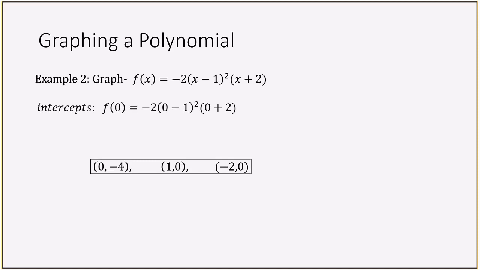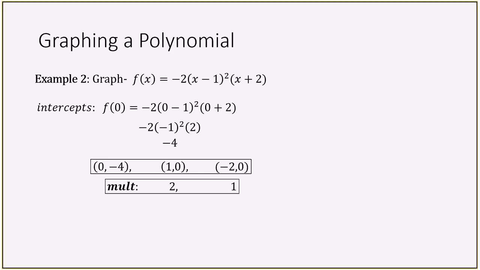So I start by plugging in 0 for all of my x's. In this case, I'm going to find my y-intercept. 0 minus 1 is negative 1. 0 plus 2 is 2. And if I square my negative 1, I get positive 1, and that just boils down to negative 2 times 2, which is negative 4.